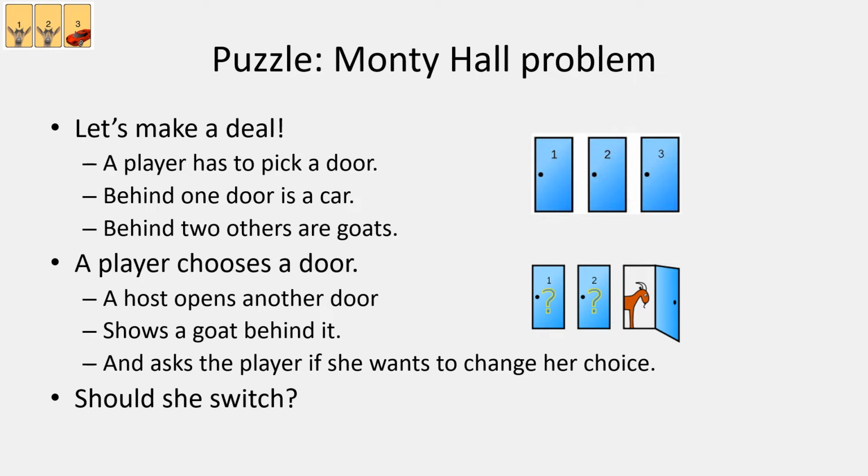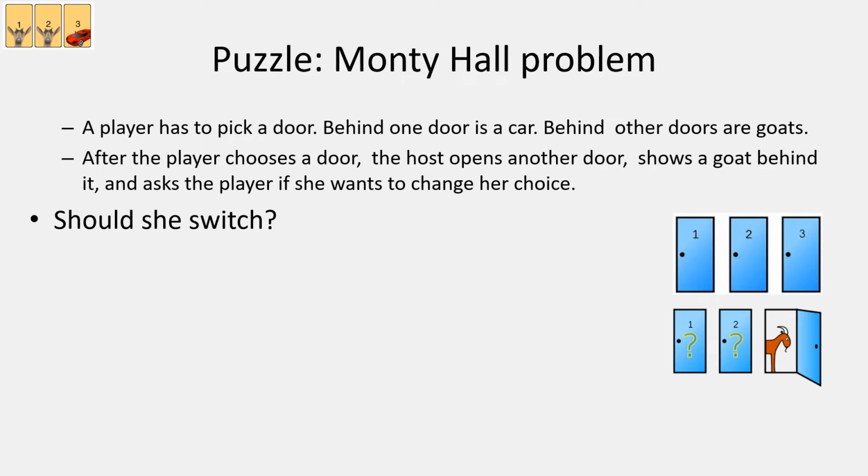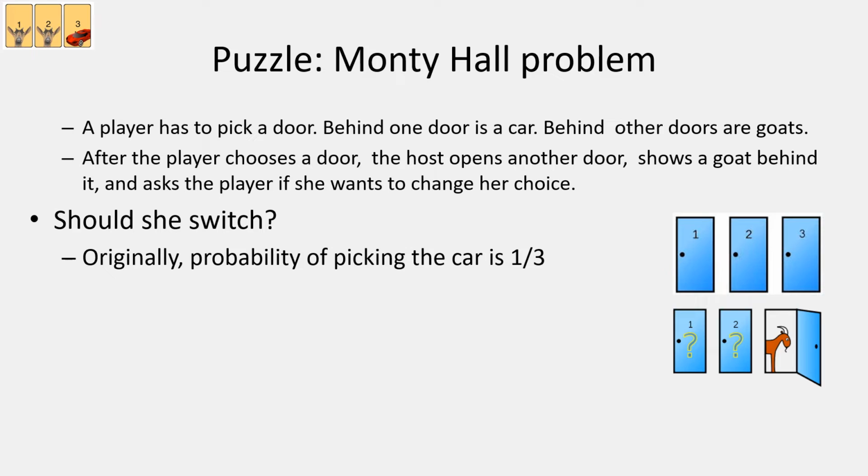Should she switch? Does it matter? Should she stick to her choice? Let's use probability to figure it out. So originally, it's equally likely that the car is behind any of the doors. So her probability of picking a car is 1/3 no matter which door she picks. She picks door number 2, and with probability 1/3, the car is there.